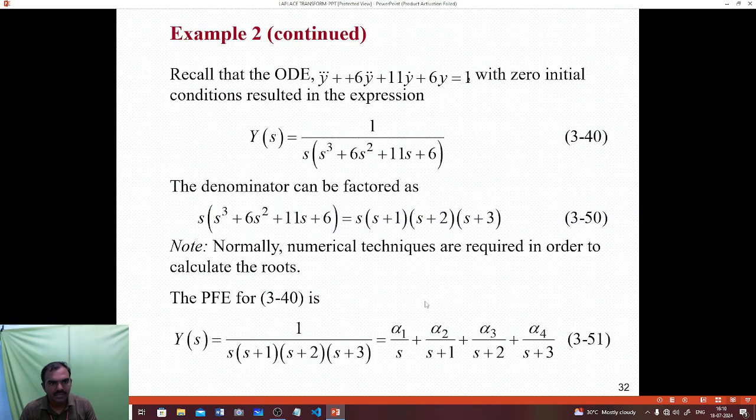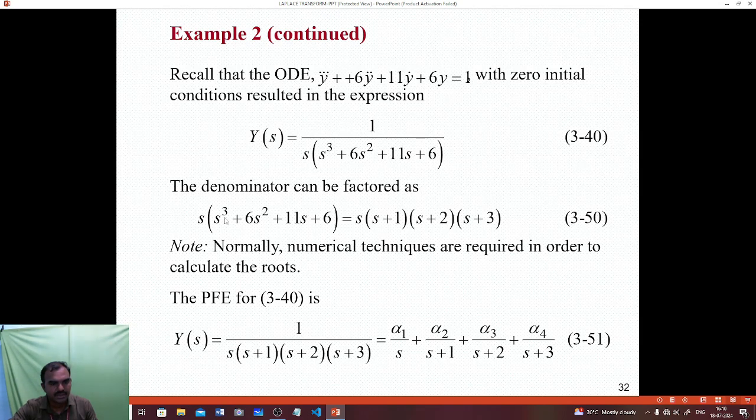Okay. Next, example 2. Here the ODE, the differential equation, y triple dot, is nothing but d cube y by dx cube plus 6 d square y by dx square plus 11 dy by dx plus 6y equal to 1, with the 0 initial condition. So what we get? Taking Laplace transform on both sides, after that we have the expansion, we get Y of s equal to 1 by s into s cube plus 6s square plus 11s plus 6. The denominator can be factored.